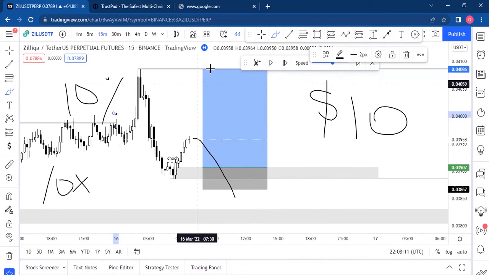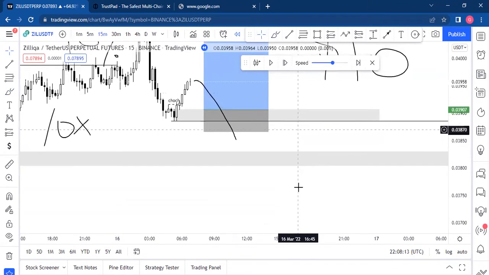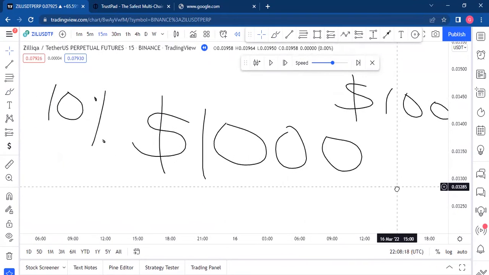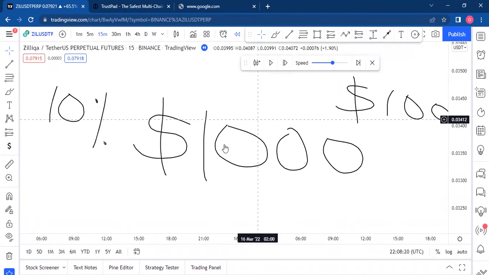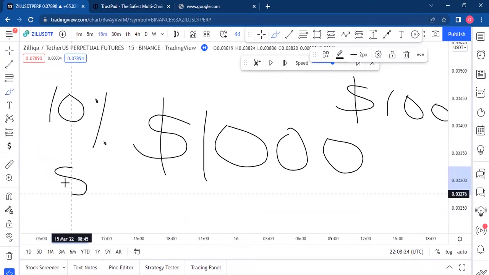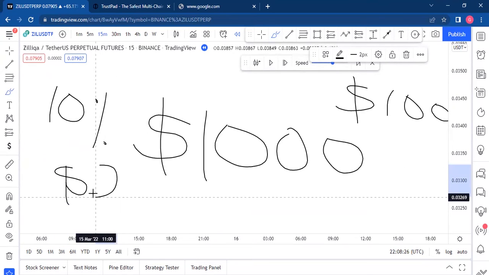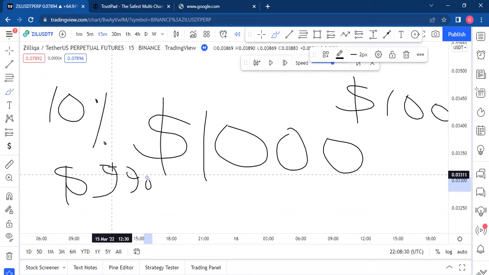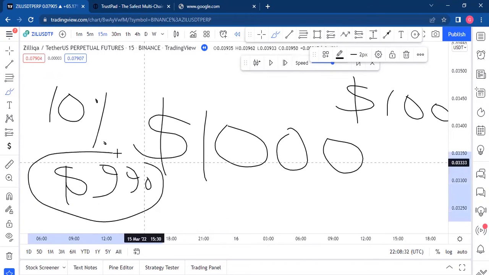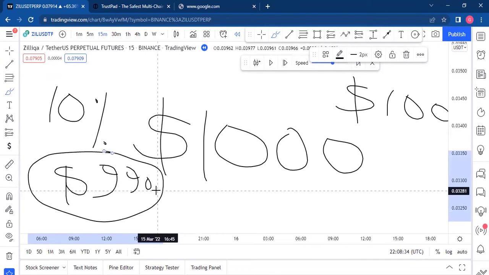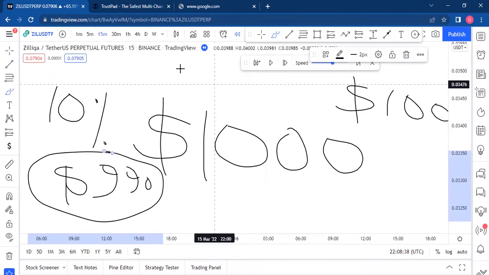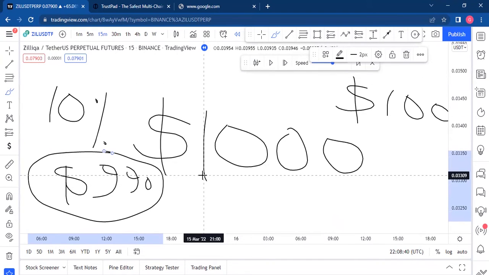So let's assume the market reverses against us and we lose $10 from that trade. How much should we be having left? We'll be having $990 left in our portfolio, meaning that we just lost 1% of the portfolio. That's what we lost.